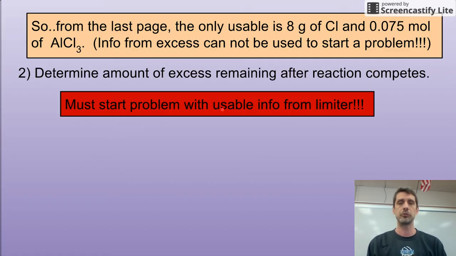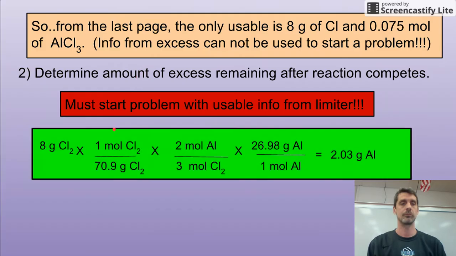To do this, you must start the problem with usable limiting information, 8 grams or this many moles. And I don't care which one you use, they're both going to be fine. I decided to start off with the 8 grams of chlorine, and I did a stoich problem, solving for the aluminum. The aluminum, like the bread, was the one that I had too much of. So what I did in this stoich problem was find out how much aluminum I actually needed to use. Like the bread, I had 20 slices of bread, but I only needed 16. Well, in this case, I only needed 2 grams of aluminum to go with 8 grams of chlorine.